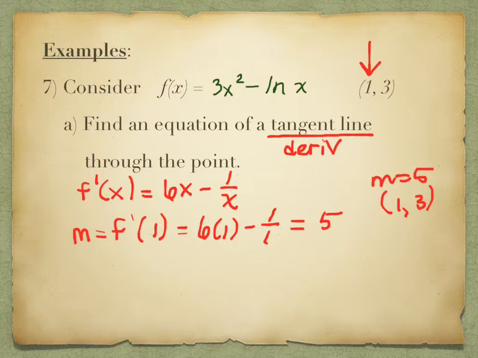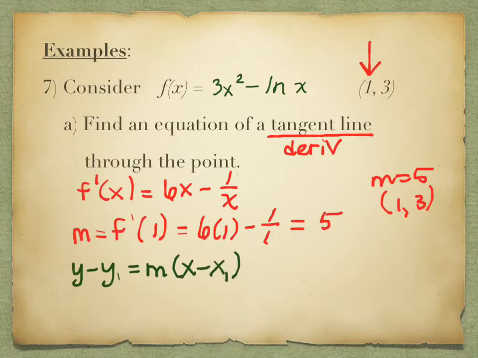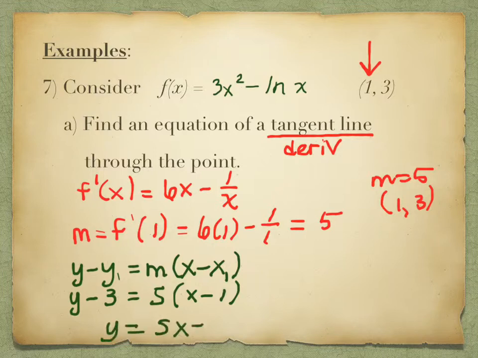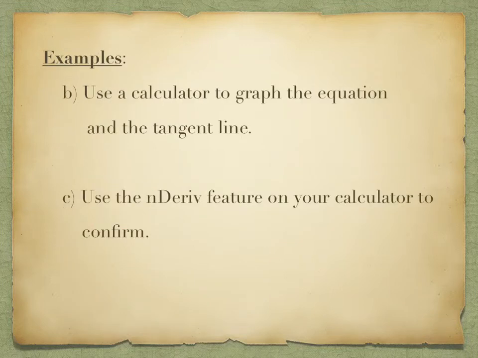And hopefully, again, from your algebra courses, you remember the point-slope form of a line, which is y minus y1 equals m times x minus x1. This is certainly not the only way to do it, but it's a very clean way of doing it. So I would have y minus the y value 3 equals m, which is 5, times x minus the x value, which is 1. And if you do a little algebra to simplify this, you will very quickly find that y equals 5x minus 2. Using that same information, you can take a calculator to graph the equation and the tangent line. If you do that, you get an image that looks something like this.